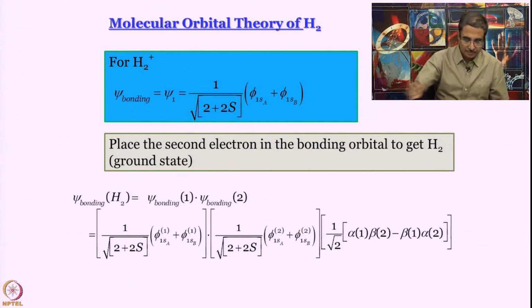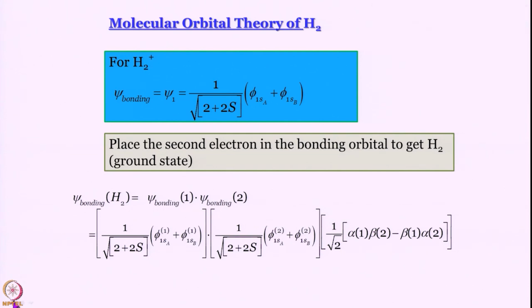What would happen if I think of the excited state? As we wrote, I will write something like psi star 1, that has to be 1 by root 2 times, multiplied by, what is the combination we use? We use the minus combination, is it not? So, phi 1s a(1) minus phi 1s b(1).